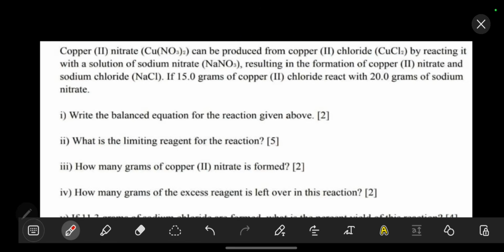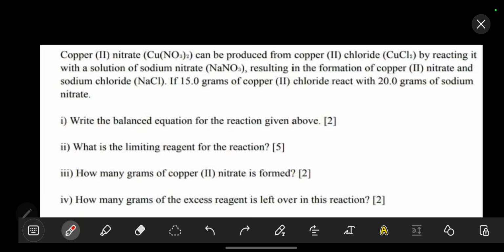Let's look at this question. It says copper 2 nitrate can be produced from copper 2 chloride by reacting it with a solution of sodium nitrate, resulting in the formation of copper 2 nitrate and sodium chloride, like that. Then we are told for the first part, write the balanced equation for the reaction.